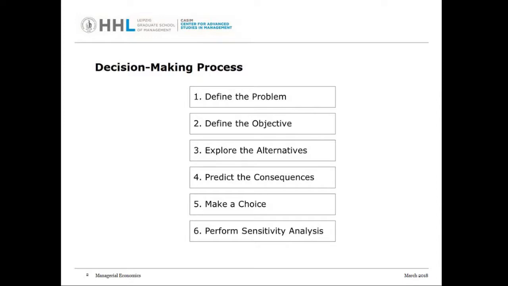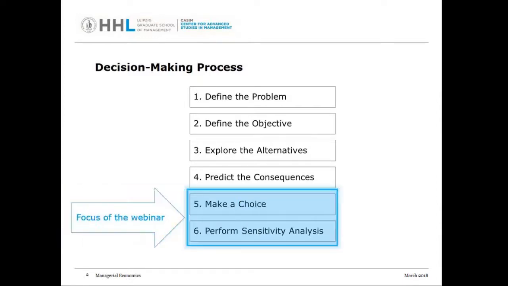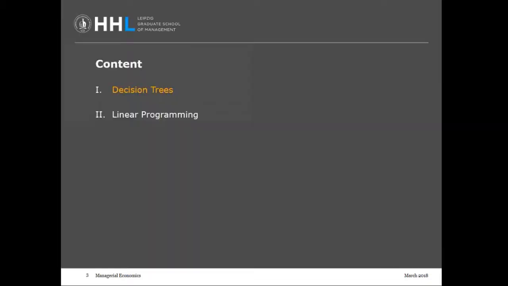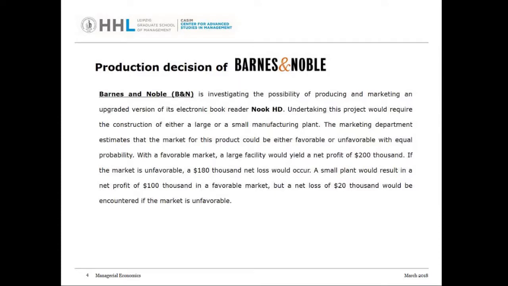An important element is, of course, the sensitivity analysis. Today's webinar will focus on the last 2 points, making a choice and performing sensitivity analysis. So actually, 2 elements will be discussed. We start with talking about decision trees and move on towards linear programming. I really want to make it as applicable as possible, so I rather avoid creating a very solid foundation for the tools I'm presenting. And let me start with an example.